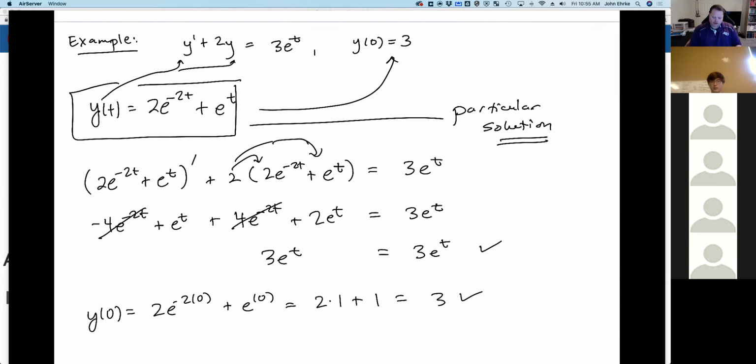So are there any questions about how to check whether a solution satisfies the differential equation? Obviously, as the equations get more complicated, you'll have to do more work to check, but this is how we check to see whether or not it satisfies the differential equation. All right.